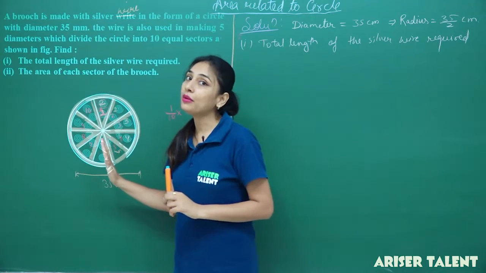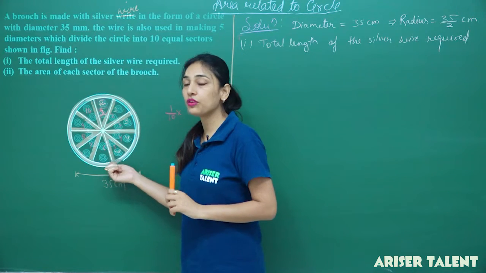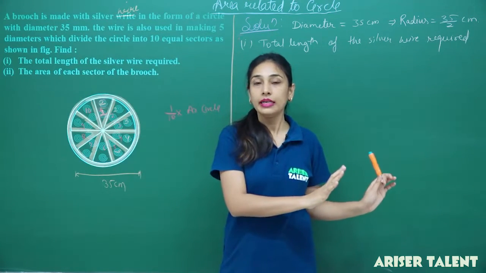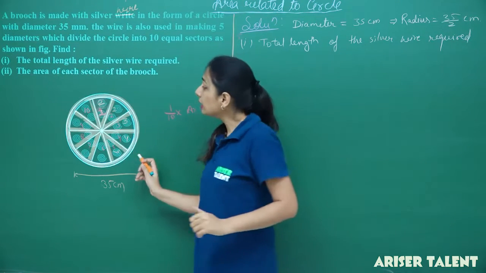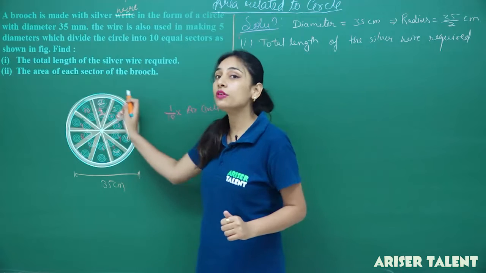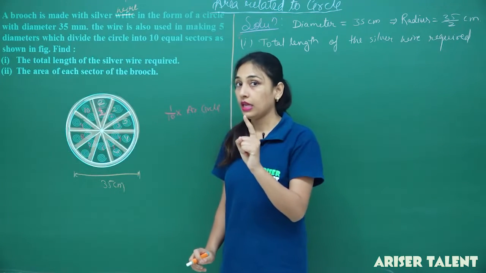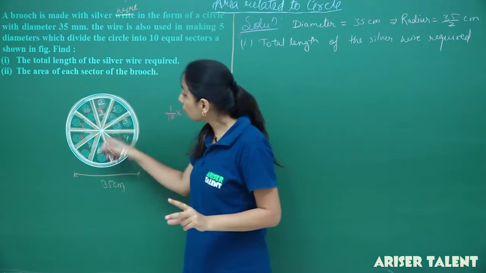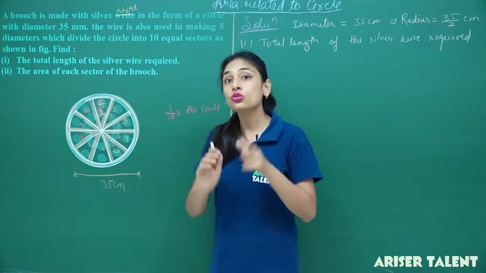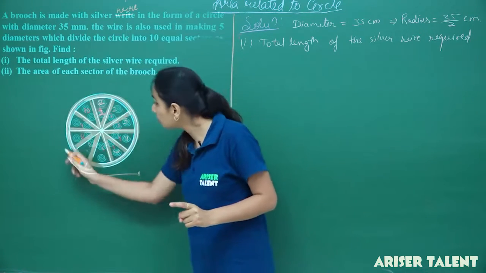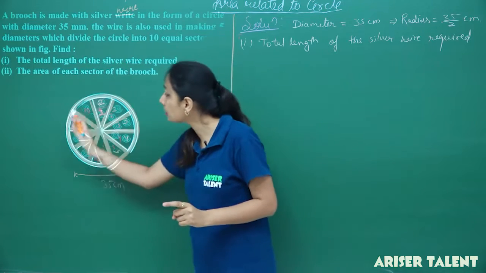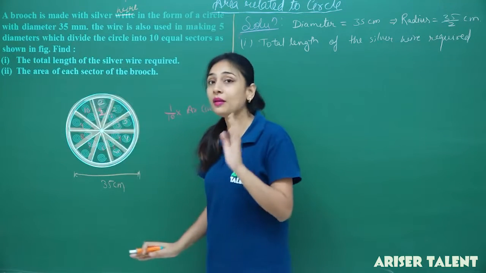When we reached the 5th diameter, we stopped taking help of that wire. So the wire used is equal to the perimeter, or the circumference, of the circle, 1. Then the second one is these 5 diameters. So the total wire used will be the sum of this perimeter, or circumference, plus the 5 diameters.